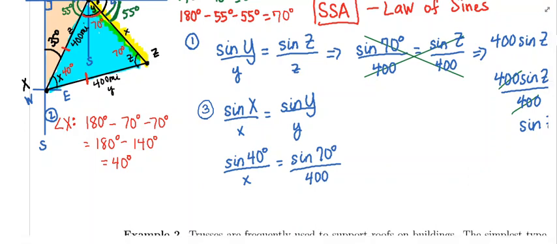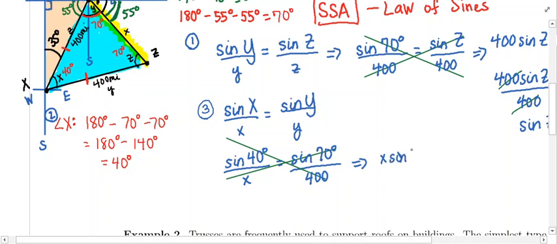Okay, so again, we have one fraction equal to another, so we can cross multiply. This times this has to give me this times this. They have to be equal. So if we plug into this, we're going to get that X times the sine of 70 degrees is equal to 400 times the sine of 40 degrees. Sine of 70 degrees is just a number, as is 400 times the sine of 40 degrees. We're solving for X, so we can just divide it off.